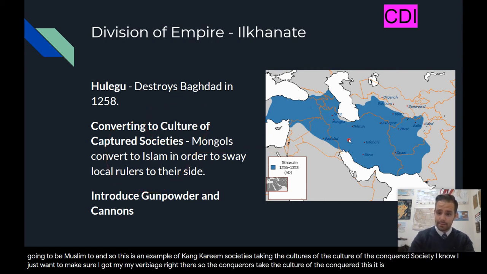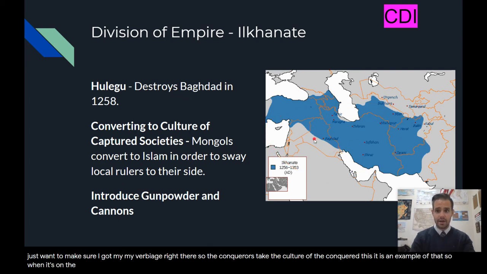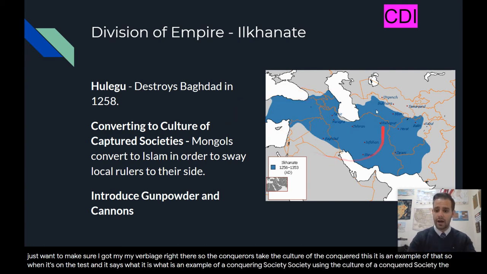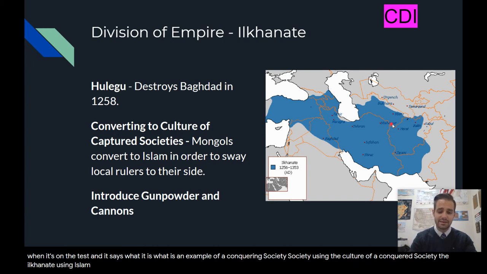This is an example of that. So when it's on the test and it says, what is an example of a conquering society using the culture of a conquered society, the Ilkhanate using Islam is an example. Mongols convert to the Muslim faith in order to rule over their society.